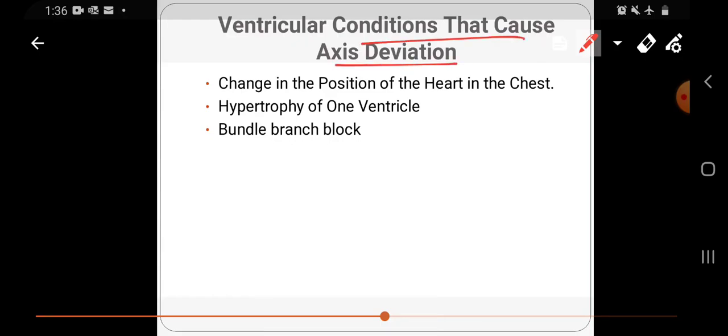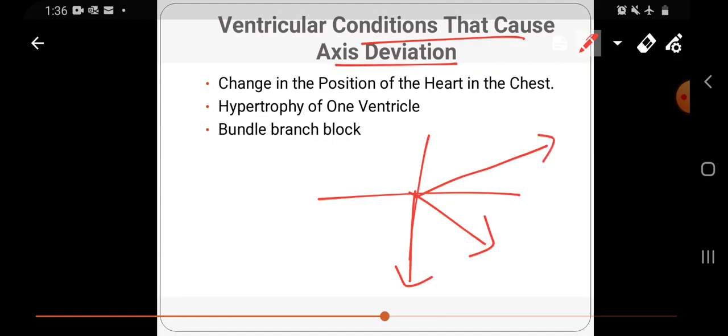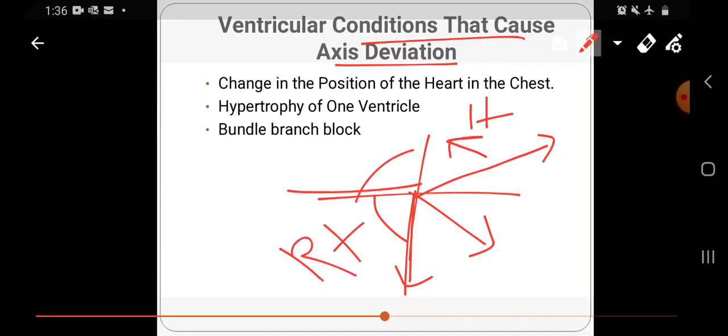هلا احنا حكينا المرة الماضية شرحنا كتير عن الأكسس. We said إنه إحنا في عنا normal axis، والnormal axis it varies between plus 90 to minus 30. If it is between minus 30 and minus 90, this is left axis deviation. If it is between plus 90 and 180, this is right axis deviation. And we have a variety which is called extreme axis deviation, here between 180 and minus 90.